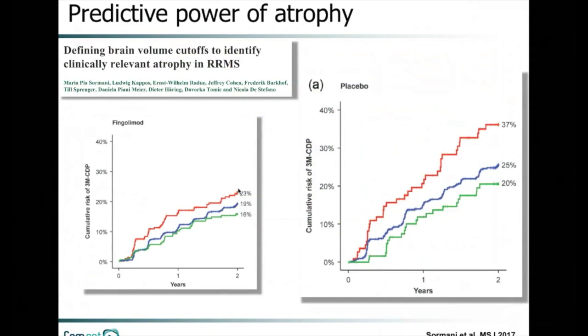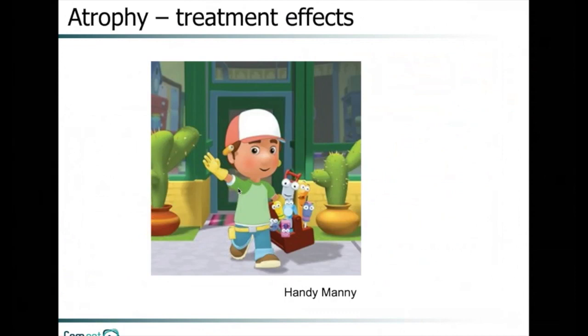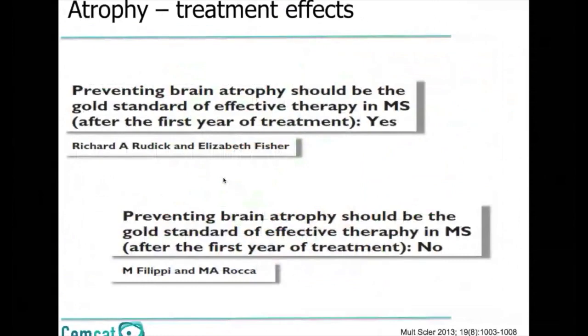That we can predict disease evolution by using atrophy measurements, but can we change that evolution of atrophy? And we can use this to measure the effect of our drugs. This has been to a point of many controversies.